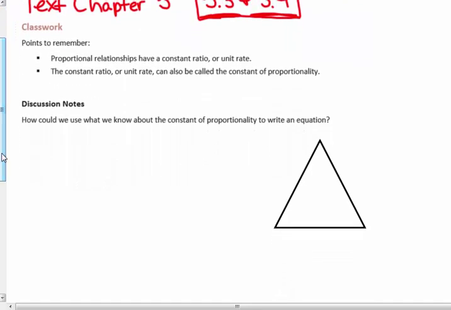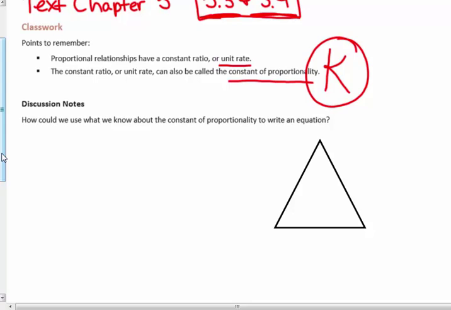Some points to remember. Proportional relationships have a constant ratio. It's called the unit rate. The unit rate can also be called the constant of proportionality. In lesson 2.7, we now gave it a letter. It's called K, that constant that we've been finding when we do y over x.